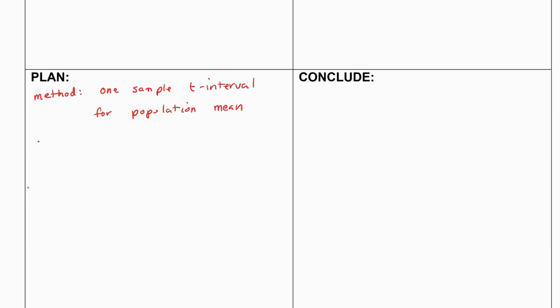We have our conditions that need to be met. For example, do we have random? And that was stated in our problem. So we meet the random condition.